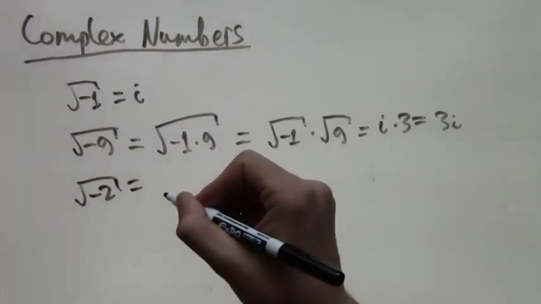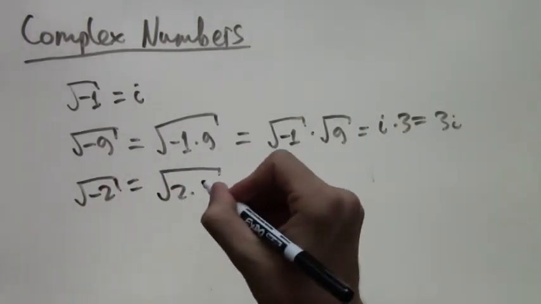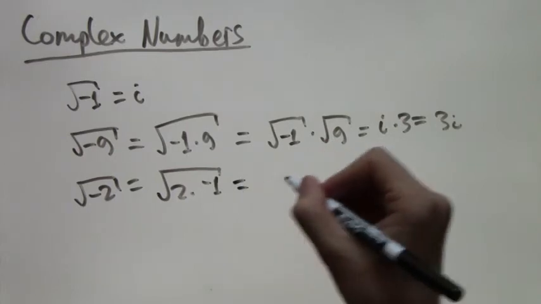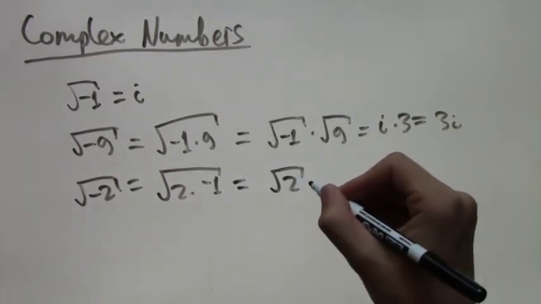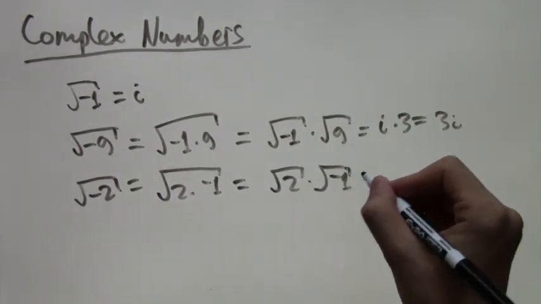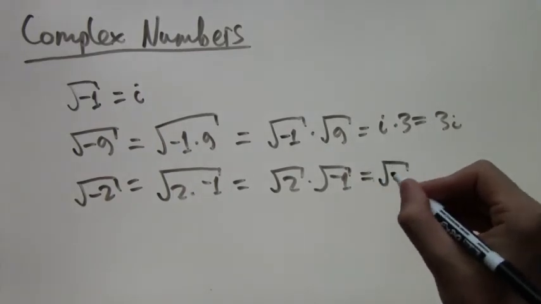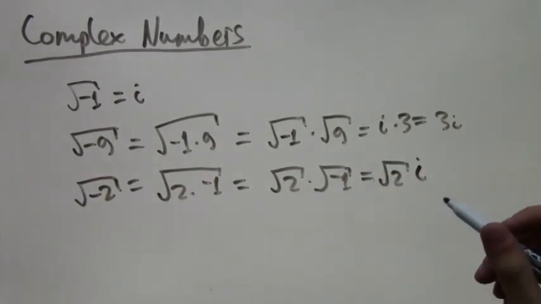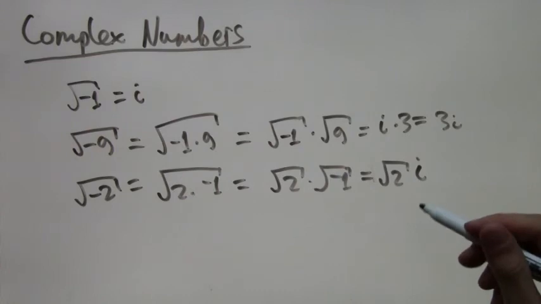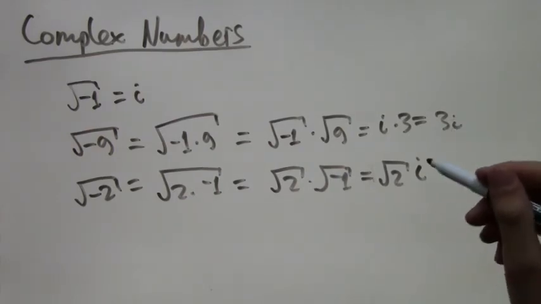Similarly, the square root of negative 2 is equal to the square root of 2 times negative 1, which is the square root of 2 times the square root of negative 1. So we get root 2 times i. So the square root of any negative number is going to be a multiple of i.